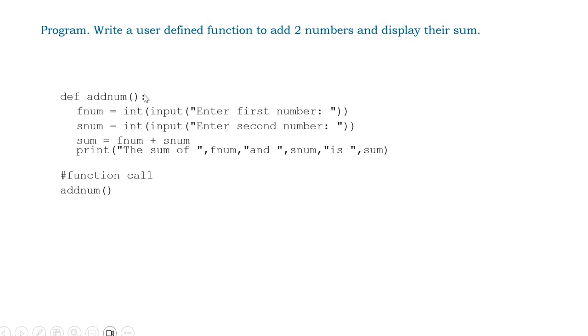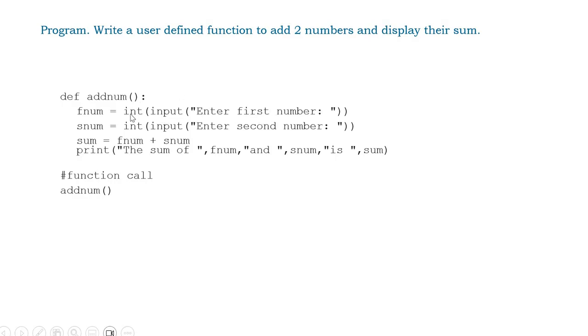and then colon, then fnum. So fnum will be a variable that will be storing the first number that the user will be entering through the keyboard. So int input, enter first number. So enter first number will be displayed on your screen.